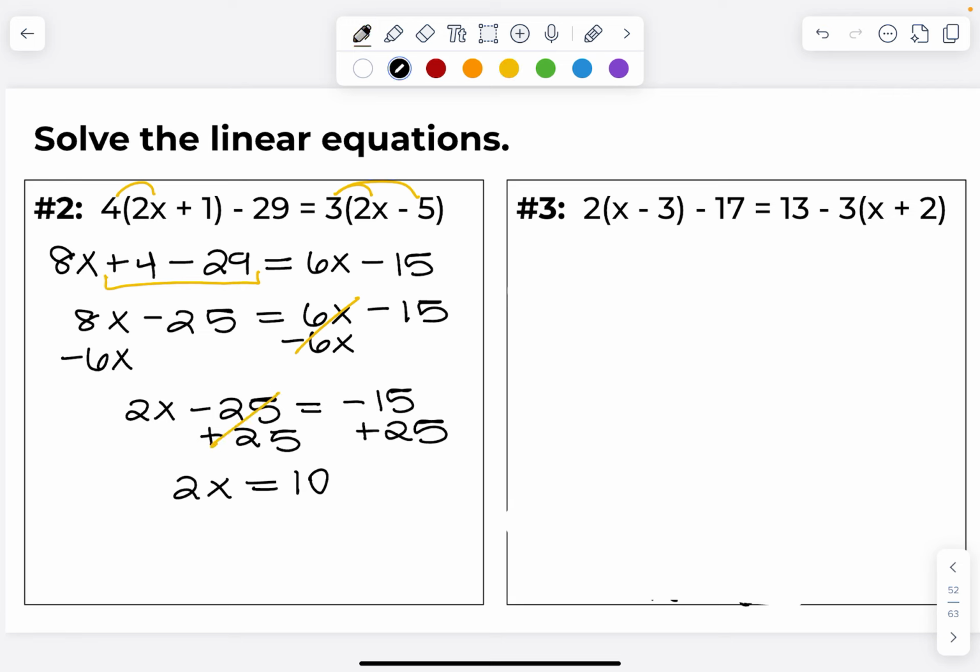Okay, now I'm one step away. Okay, I'm going to divide by 2 on both sides. So when I divide by 2, I'm left with just an x on the left. Okay, and then 10 divided by 2 equals 5. Okay, and that is my answer for the second one. Okay, so use that second one as a guide to help you work through number 3.